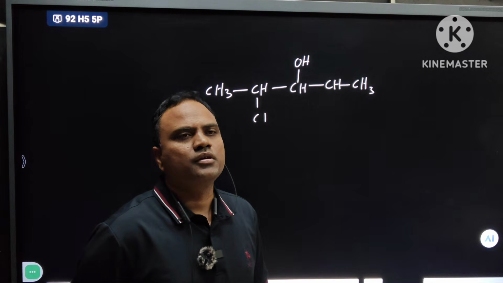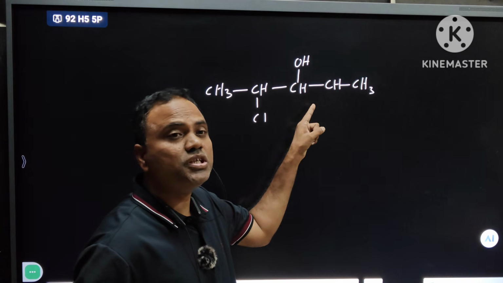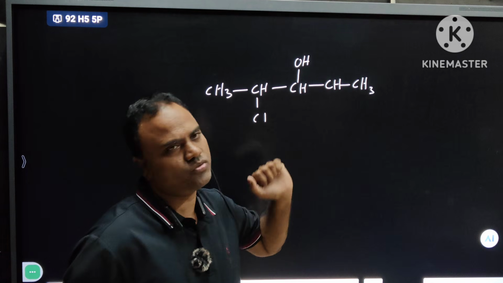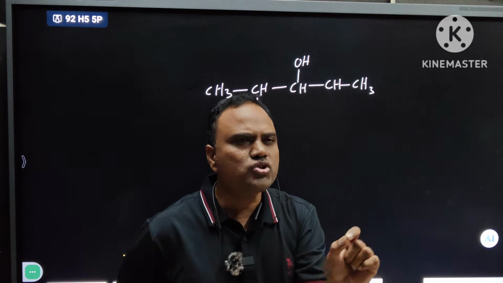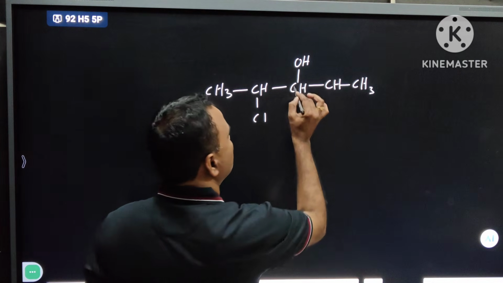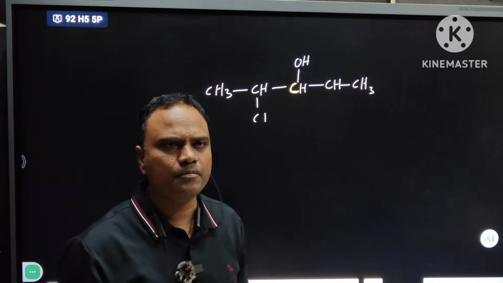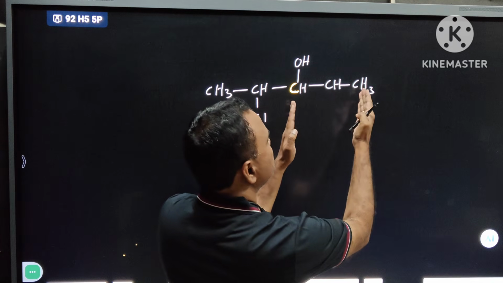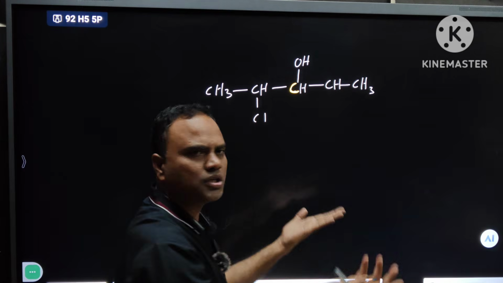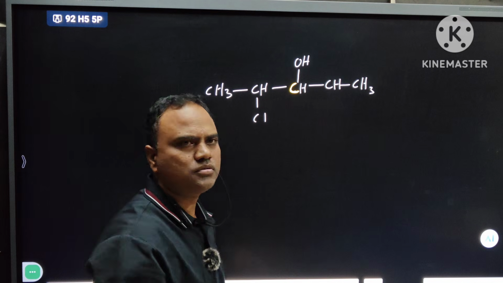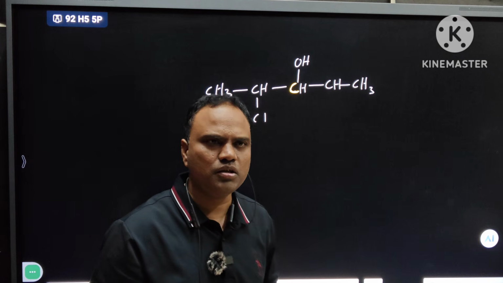Try this. Observe the position of the carbon which is connected to OH. The OH group containing carbon should get the least number. Clear? If I go like this, 1, 2, 3, third position. If I go in the same direction, sorry, in both directions, it is getting the same number, correct?